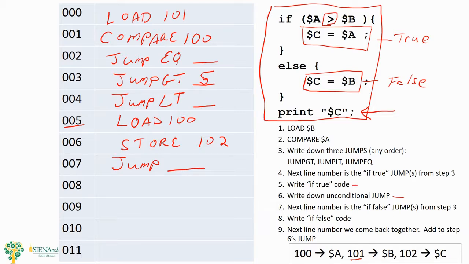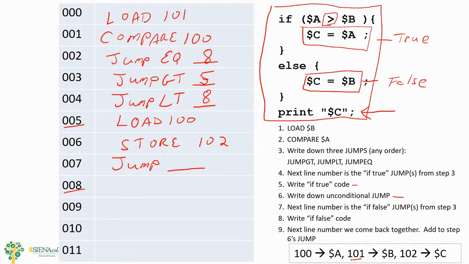The line after the jump is the address of the false. So 8 is going to be our false. And our false is going to be whenever we're not greater than. So if it's equal to, that's not greater than, it gets an 8. And less than, we get an 8.